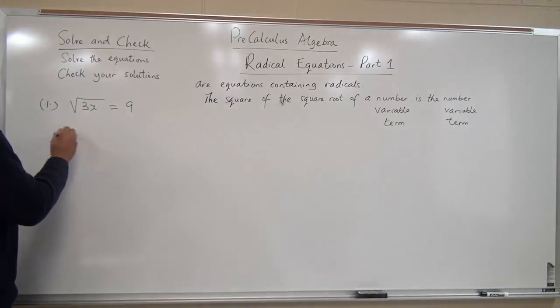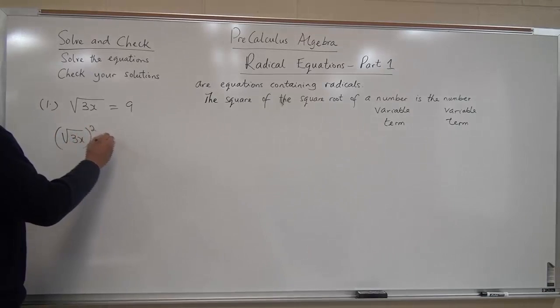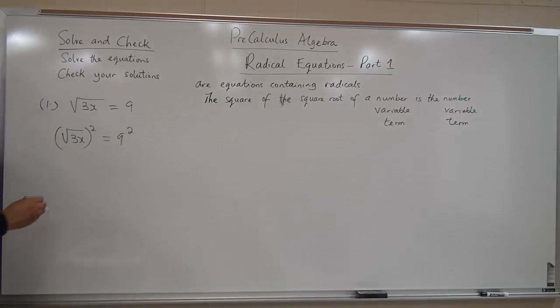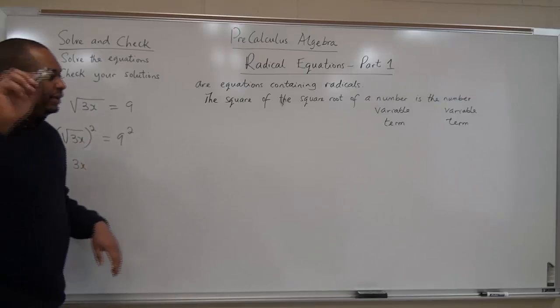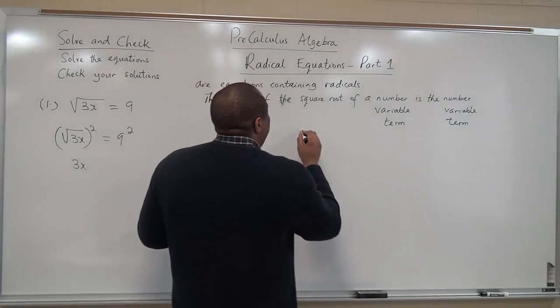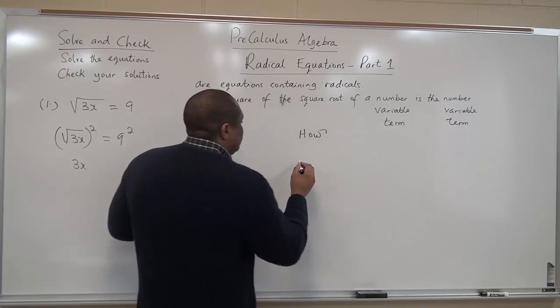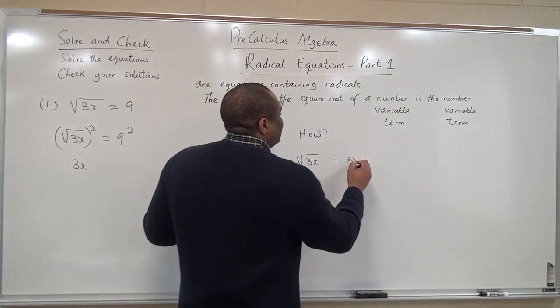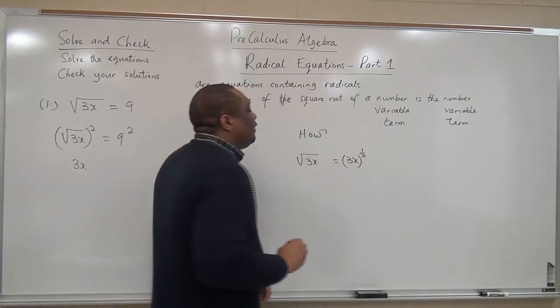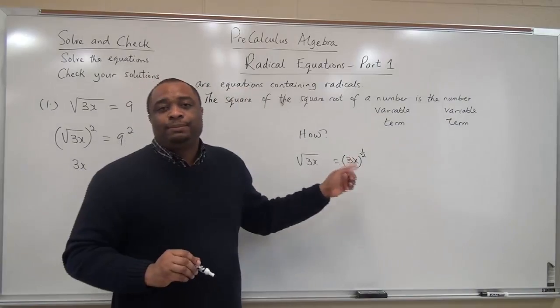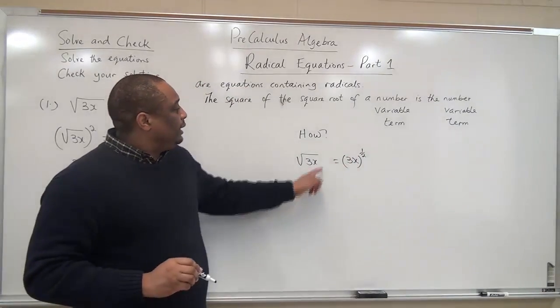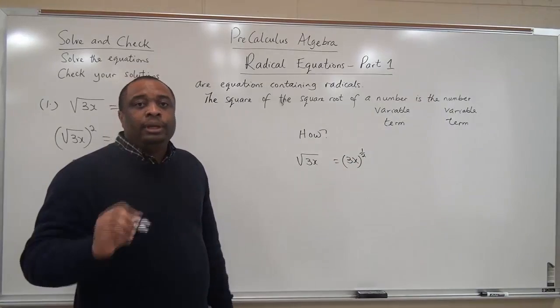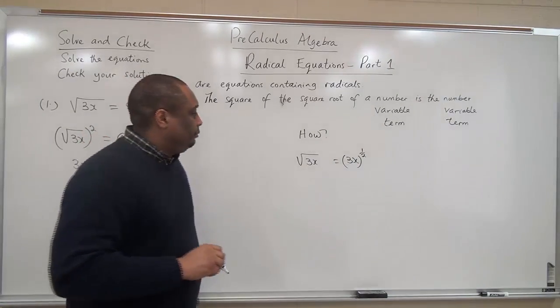So what we do now is square root of 3x all squared equal to 9 squared. And then this becomes just 3x. And we talked about this in the previous videos. How does it become 3x? When you have the square root of 3x, this means 3x all raised to the fractional exponent. The fractional exponent gives you these radicals. This means 3x all raised to exponent 1/2.